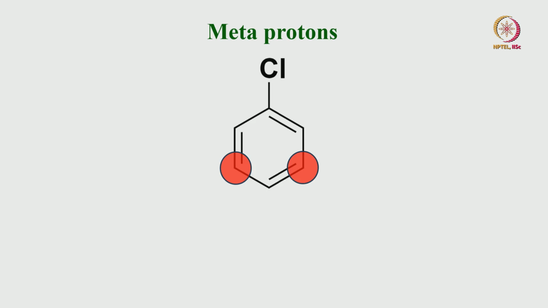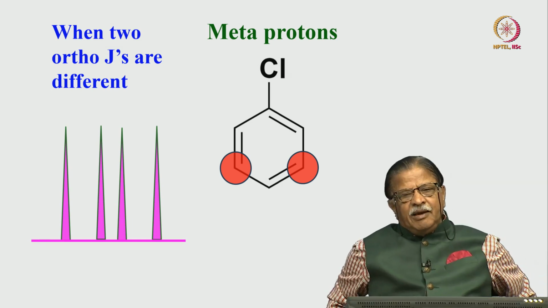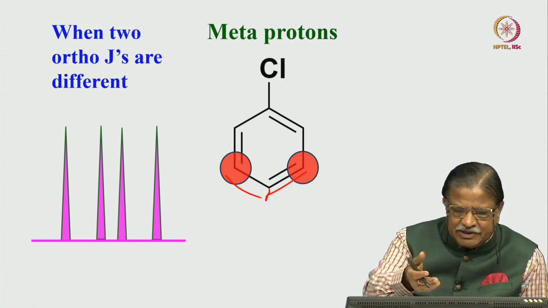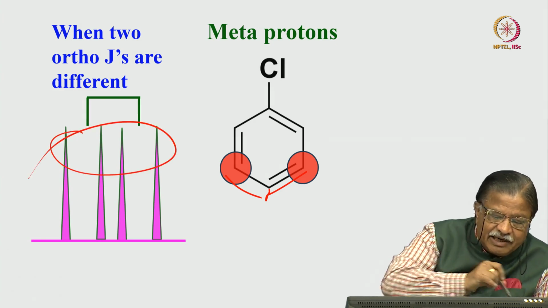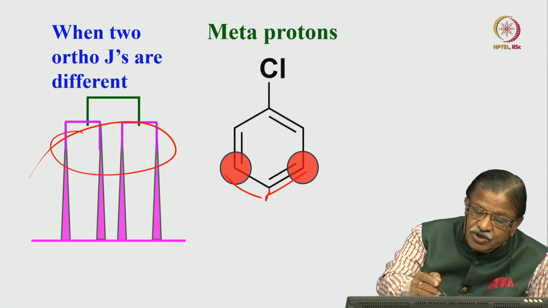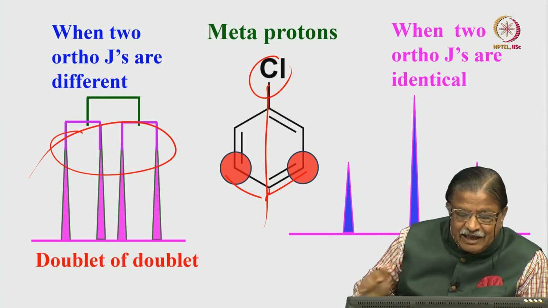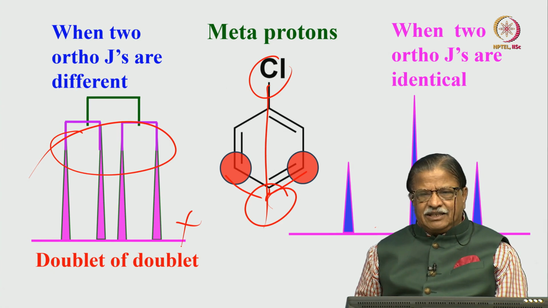This is fairly difficult. Here we can think of when the two ortho couplings are identical. The two ortho couplings could be different or identical, but in this case, because of the symmetry, they are not different. If they are different, this will be a doublet of a doublet, because the large coupling is one ortho coupling and the other one is the other ortho coupling. Usually, because there is a symmetry, they are the same, in which case it is going to be a doublet. This possibility is very low, you will not see it unless there is a distortion in the molecule.